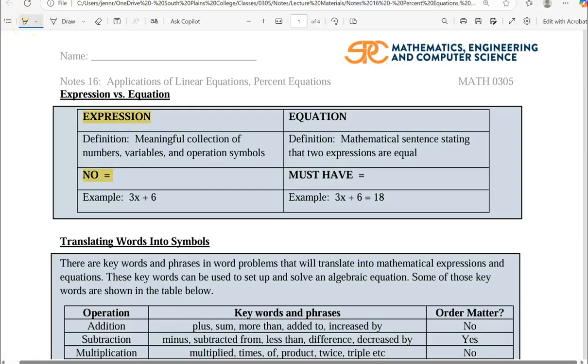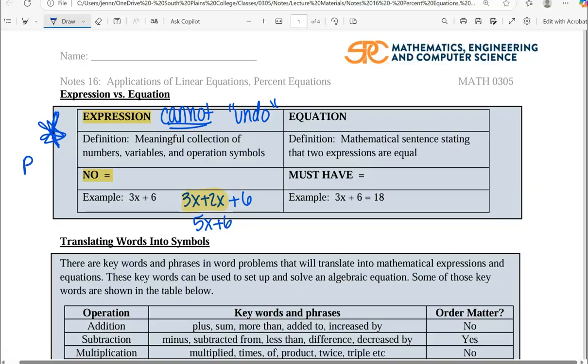Remember, I'm an expression if there is no equal sign. This is where you cannot undo anything. If all you have is an expression, so for example, if I had 3x plus 2x is 5x, the only thing I could do is combine these by adding those like terms. When we have an expression, we follow PEMDAS, and I use what they give me. I don't undo or change anything.